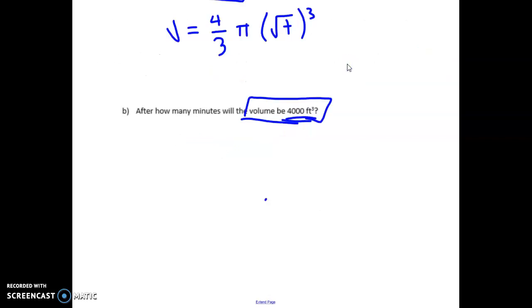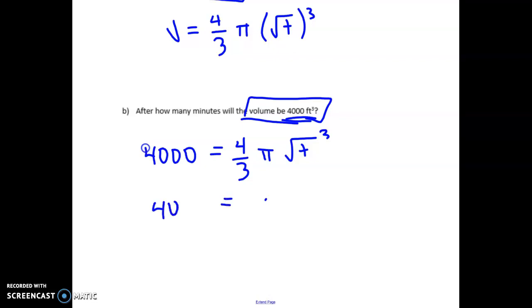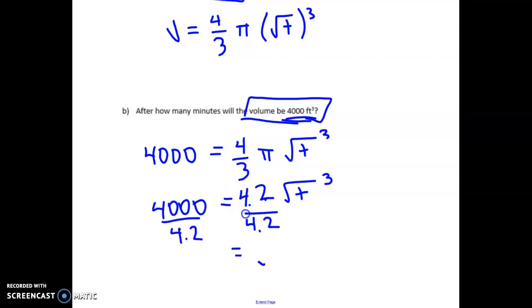Alright, so for part B, we're going to put 4,000 in for v, and then we're just going to solve for t. So to solve this, we've got a little bit going on here. I think what you could do is go 4 times pi divided by 3. You could probably figure that part out first, which gives us 4.2 and then square root t cubed. So let's then divide that 4.2 over so that all we're left with is that square root t cubed.